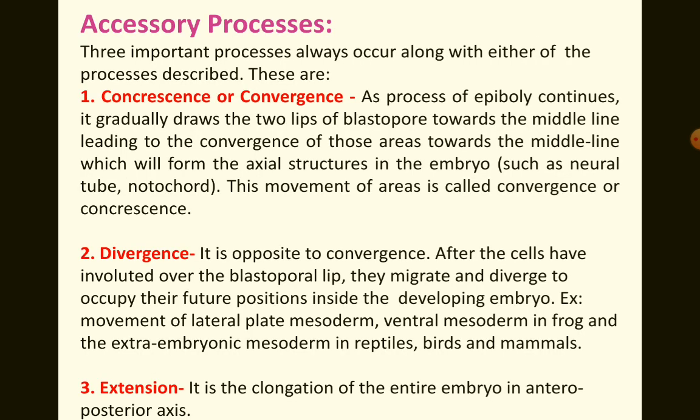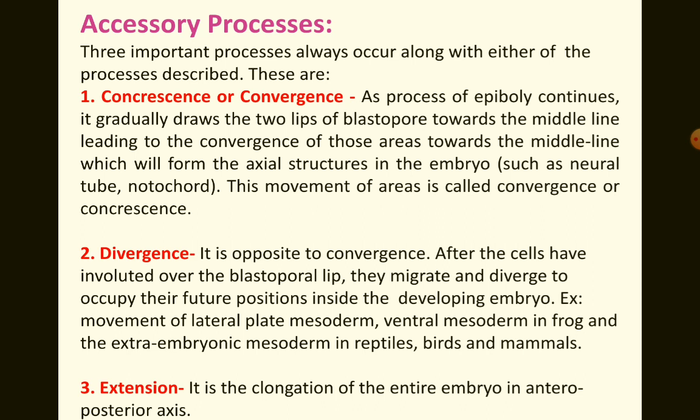Now, whatever we have discussed so far are the major kinds of morphogenetic movements that are seen, like epiboly, which stands for the outward movement, then emboly. In emboly we have discussed invagination, involution, delamination, ingression. So these are the major morphogenetic movements that are seen. Along with these movements, three more accessory processes also occur, which are commonly observed.